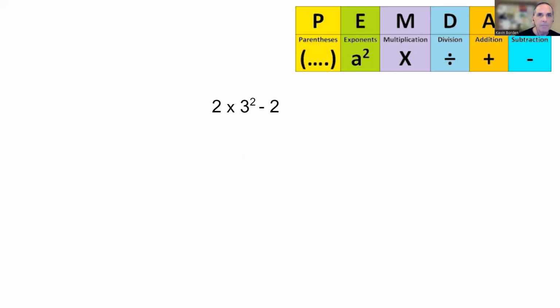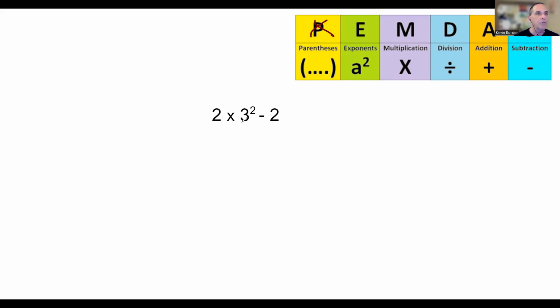Let's look at this one. Now that we see we have an exponent in this, let's look at our operations. We have multiplication, we have an exponent, we have subtraction, no parentheses. So let's take care of the exponent first. 3 to the second power, or 3 squared, is 9. So we simplify that first. 2 times 9 minus 2.